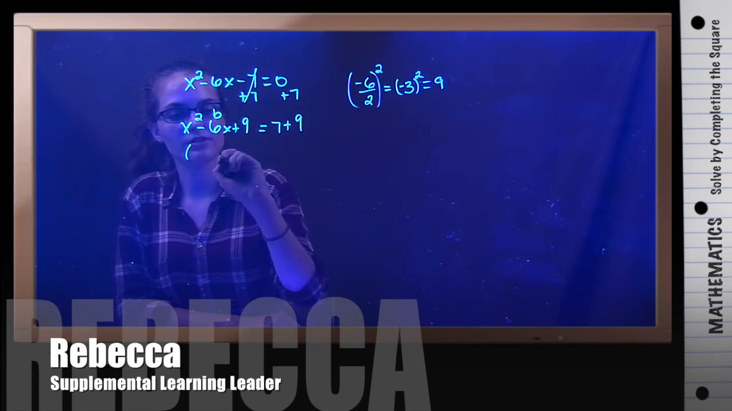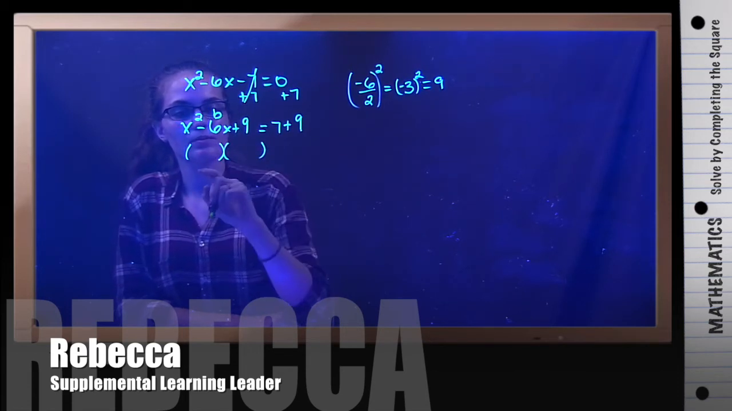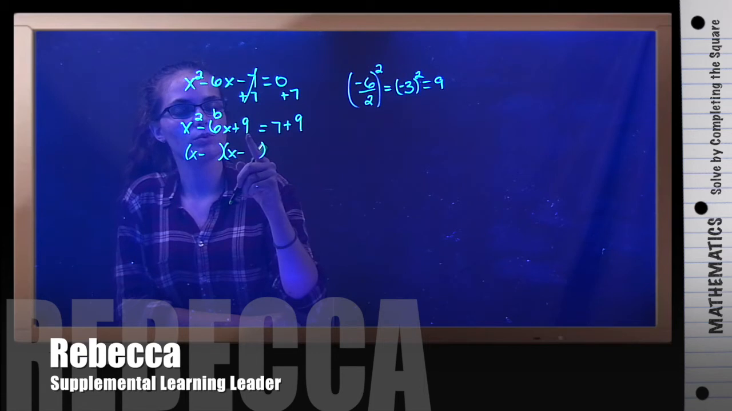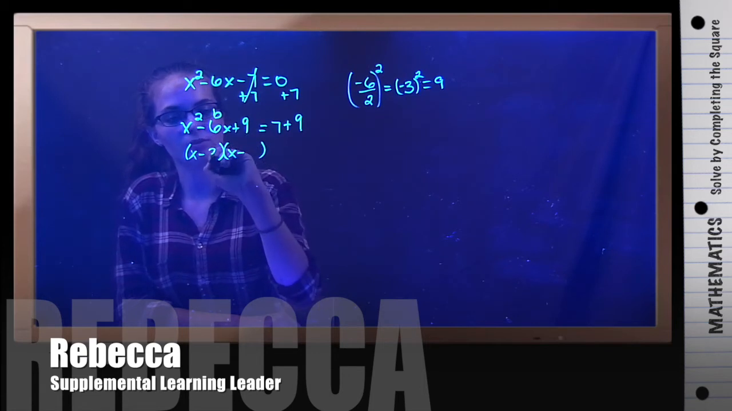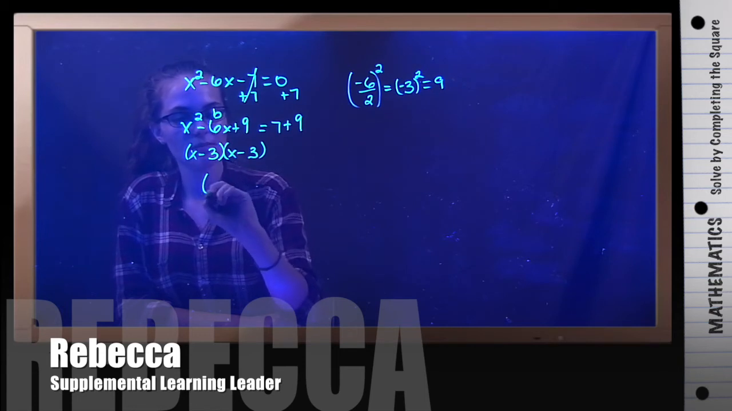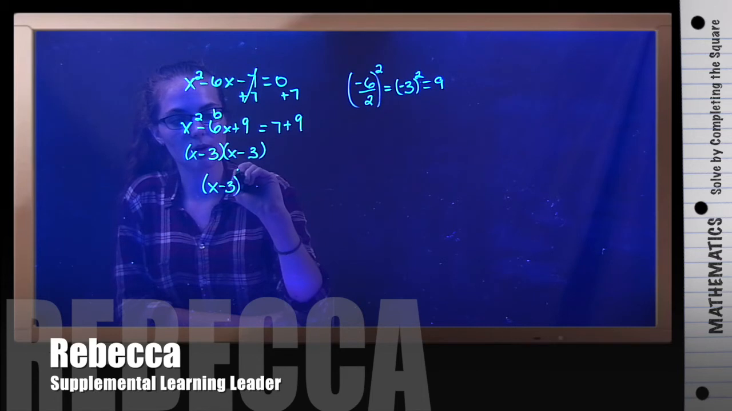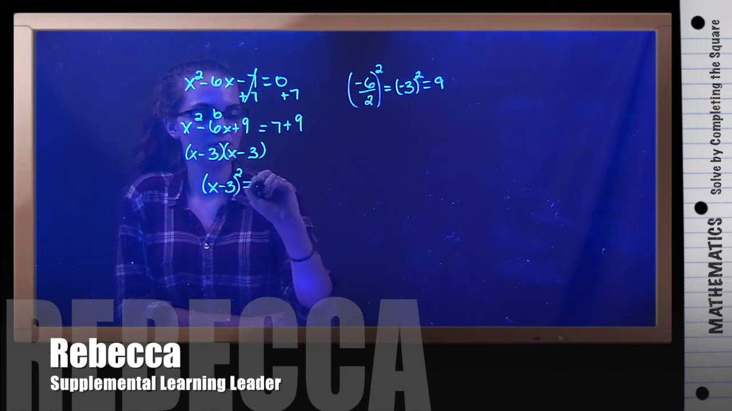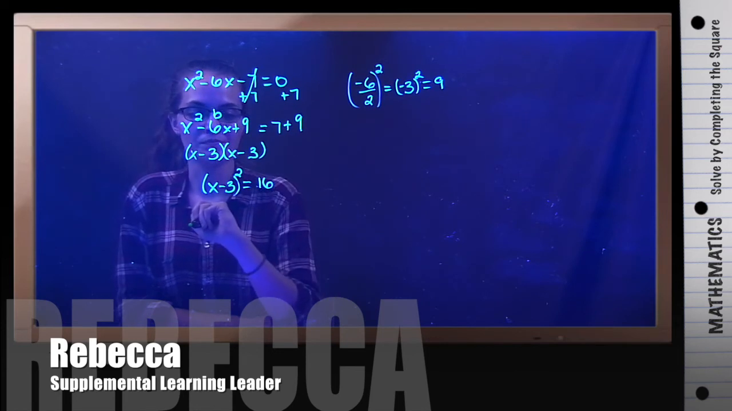Now we can factor this, x and x. Now both of these are going to be negative, and multiples of 9 that add to negative 6 are 3 and 3. And that was our goal. See, they're both exactly the same. So because they're the same, we can rewrite this as x minus 3 squared equals, and now 7 plus 9 is 16.